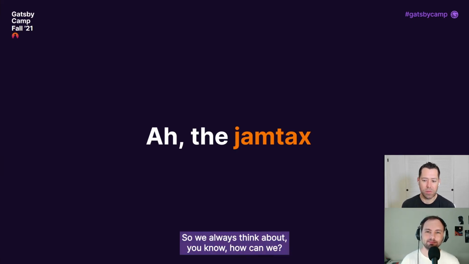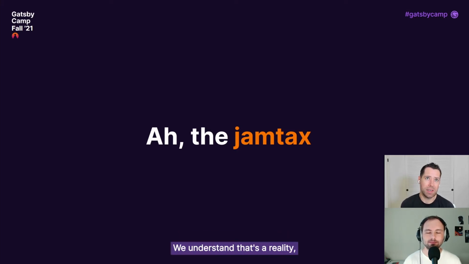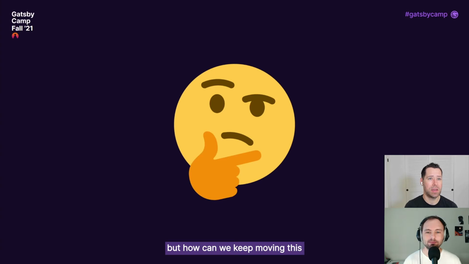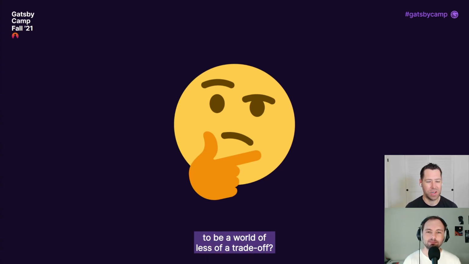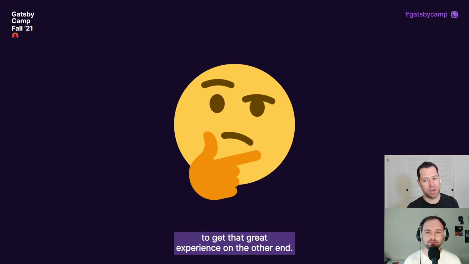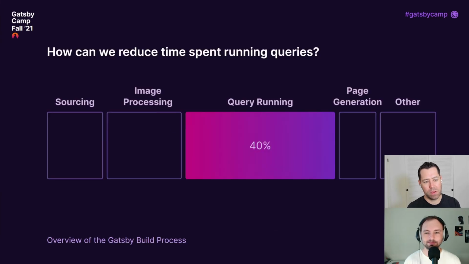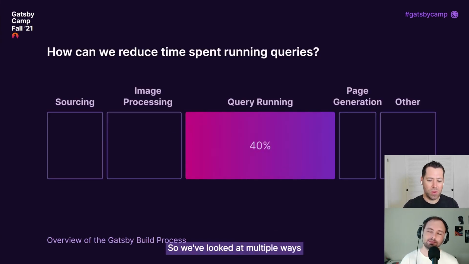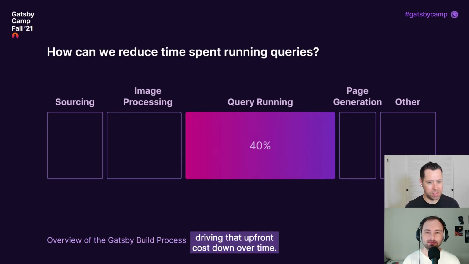So we always think about how we can keep moving this to be a world of less of a trade-off, maybe zero trade-off. Building all those assets up front, we know that's the price we pay to get that great experience on the other end. But how can we keep driving that down? We've looked at multiple ways of driving that upfront cost down over time.